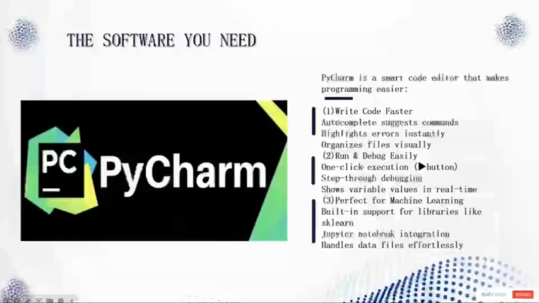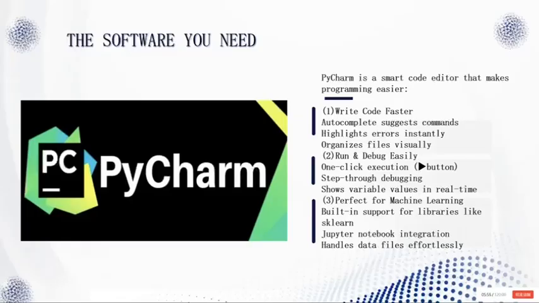To learn machine learning, the software you need is PyCharm. PyCharm is a smart code editor that makes programming easier. First, write code faster. Autocomplete suggests commands. Highlights errors instantly. Organizes files visually. Second, run and debug easily. One-click execution. Steps through debugging. Shows variable values in real time.